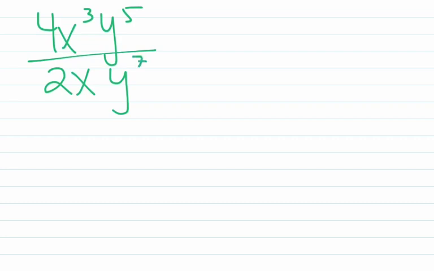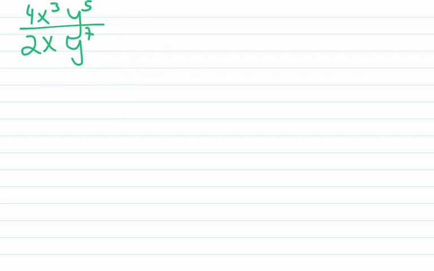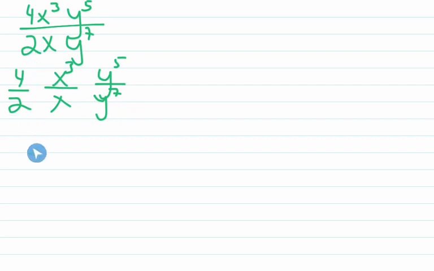Now, for this problem, I actually like to use a visual technique where I split this problem into 3 separate problems that I think are easier to deal with. And so this is what I do. I miraculously shrink my problem down so I have more space. But I actually do this. I split it up into 4 over 2, x to the 3rd over x, and y to the 5th over y to the 7th. I did not actually do any algebra. All I did was put a little bit of visual space in between the sections to help my brain process what I'm looking at. Most of you won't need to do that. You'll be able to process it separately even when it's written together.